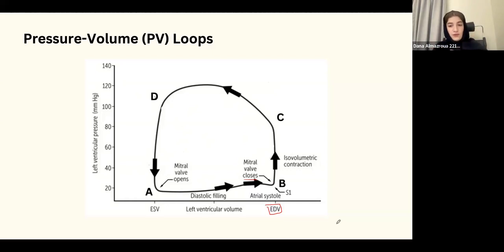This is the highest amount of blood that the ventricles are filled with. You can see there's nothing after this end diastolic volume. This is the highest volume. This is in contrast to the end systolic volume, which I will explain later.